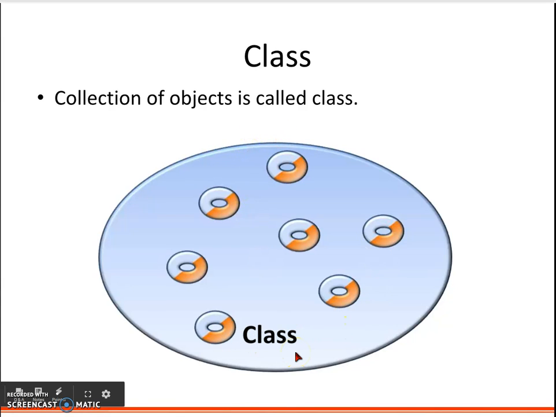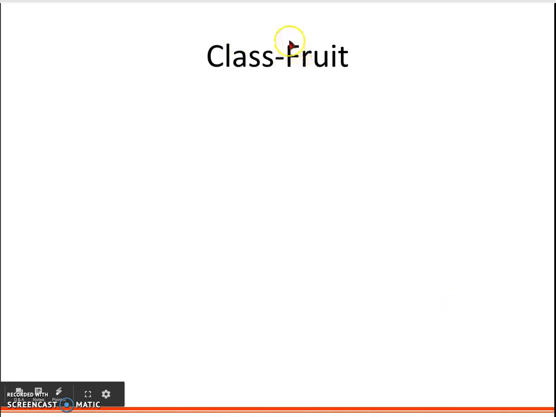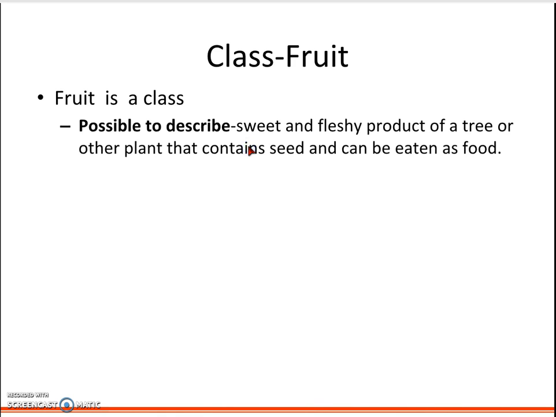The meaning is that the same set of data and methods can be the same for a number of objects, and that is a class. For example, say fruit. We can say fruit is a class. Suppose I ask you to describe fruit. Is it possible? Can you describe what a fruit is? Fruit is a class. It is a sweet and fleshy product of a tree or other plant, containing seed or seedless, and it can be eaten as food. So it is possible to describe it by words.